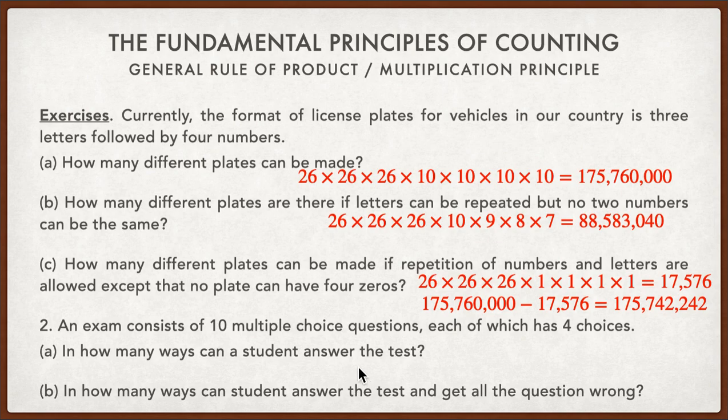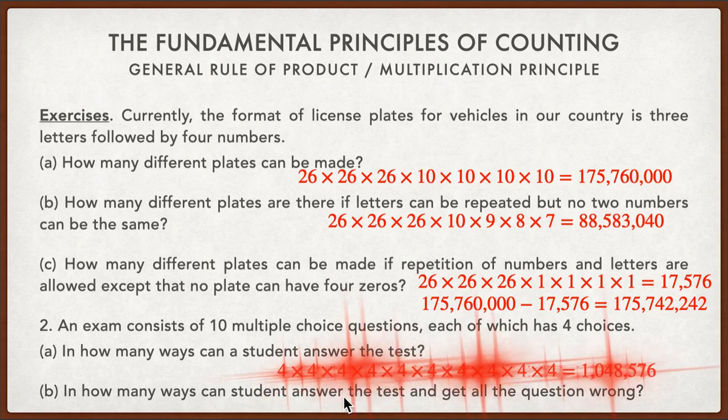So there are 4 choices and there are 10 multiple choice questions. In number 1 you have 4 choices, in number 2 you have 4 choices, in number 3 you have 4 choices, in number 4 you have 4 choices, up until 10 questions. So you just multiply all of them: 4 times 4 times 4, and so on, or 4 raised to 10. That's going to be 1,048,576.